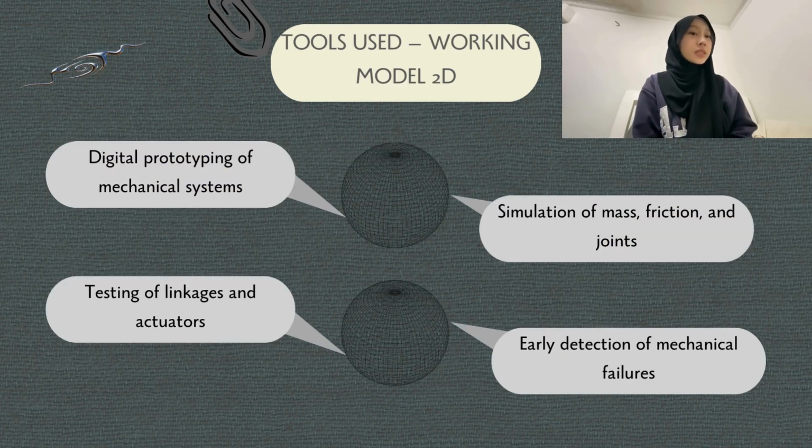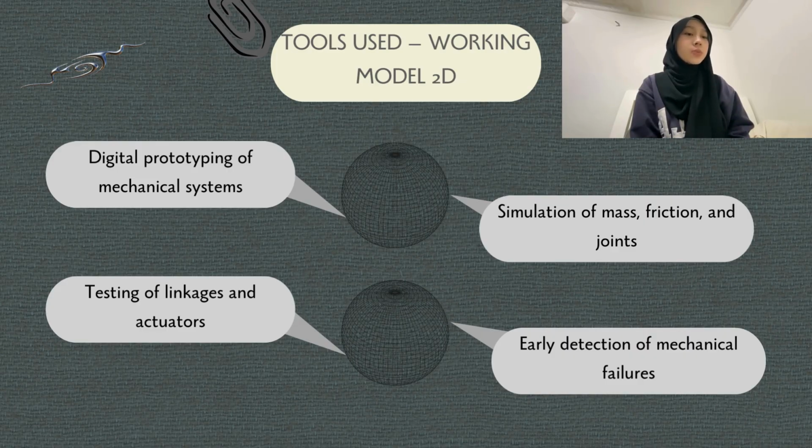Next, I will briefly explain the tool used in this project. The main tool used for analysis and development is Working Model 2D, which is a mechanical motion simulation software. This software allows mechanical systems to be modeled and tested in a virtual environment before physical fabrication. In this project, Working Model 2D was used to model the wheelchair structure, including the frame, wheels, and linkage mechanisms. Each component was assigned properties such as mass, joints, and constraints to simulate realistic motion behavior.